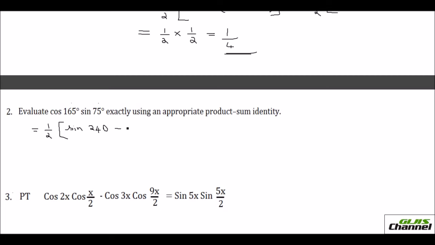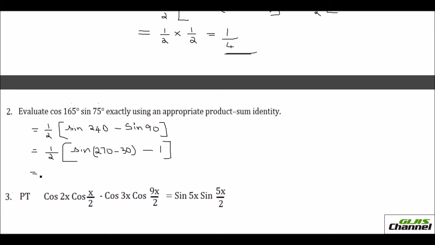Minus sine a minus b, that is 90, right? Sine 90. Did you get that? I just substituted the values and I added and subtracted the angles. So what's next? This could be written as half. I write the 240 as sine 270 minus 30, right? I can write 240 as sine 270 minus 30 minus sine 90 is 1, okay?